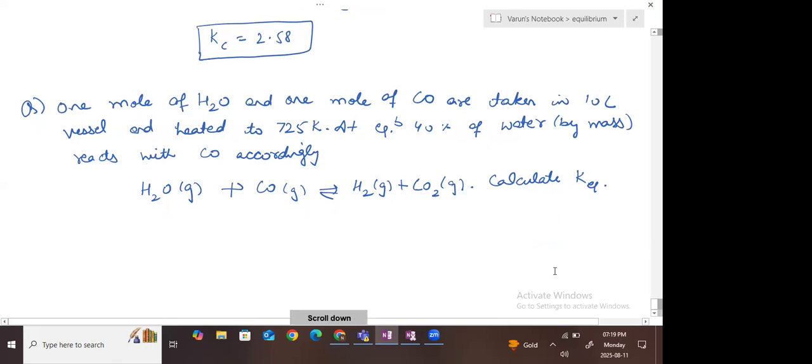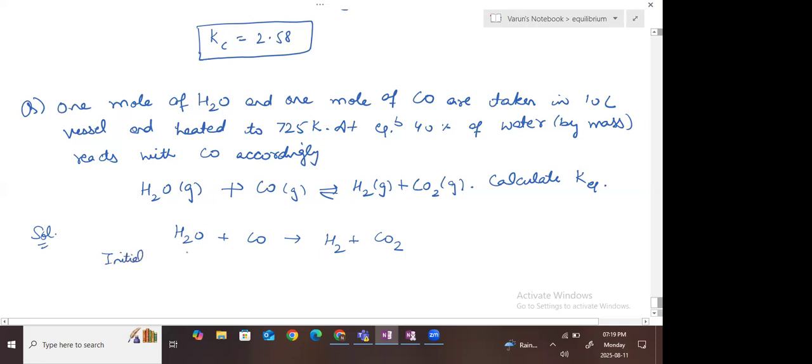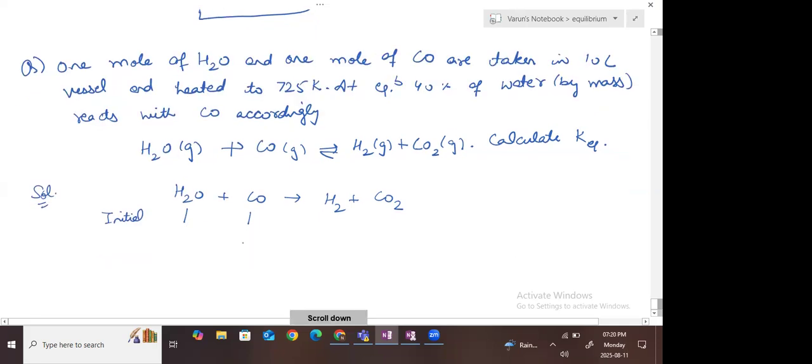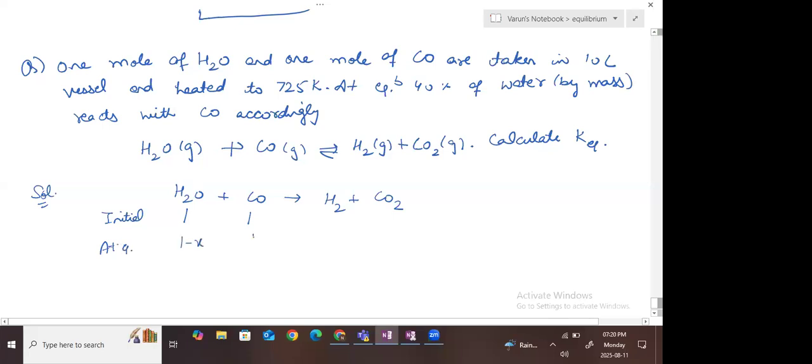See, let me tell you how to do this. In this question, I have a reaction. First step is to balance the reaction. I can see that my reaction is balanced, right? Initially it is saying that I am having 1 mole of water and 1 mole of carbon dioxide. So at equilibrium, what will be there? 1 minus x, and it is forming x and x.